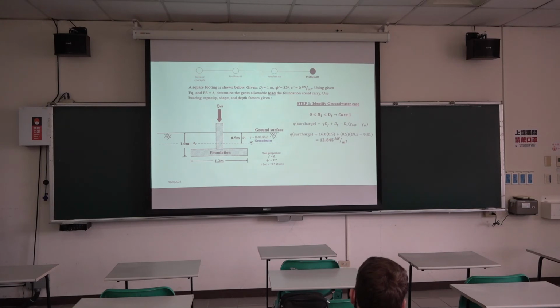Okay, so the first step, we identify the groundwater case. Which case is it? It's the first case that Professor Lee explained last week. So we have this formula to get the effective surcharge: gamma times Df, plus Df minus D1, which is the distance from the water table to the bottom of the foundation, times the unit weight. From there we can get the effective surcharge.